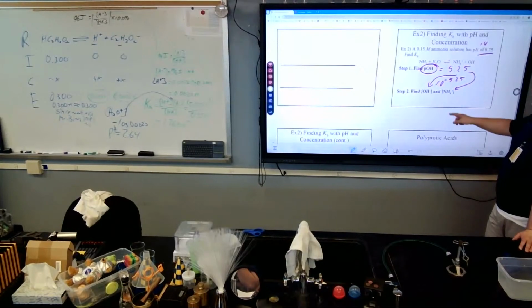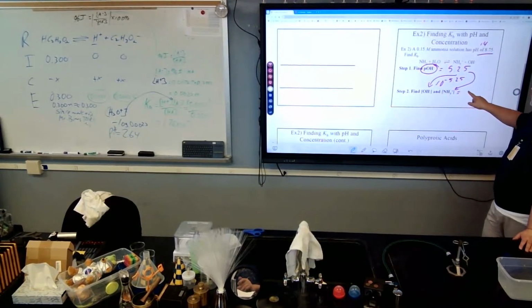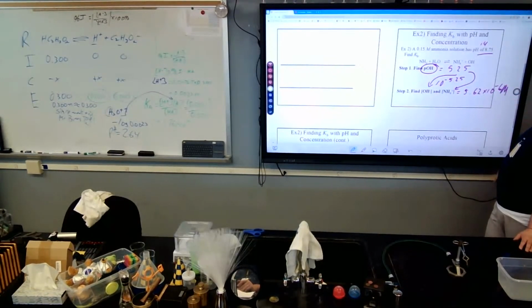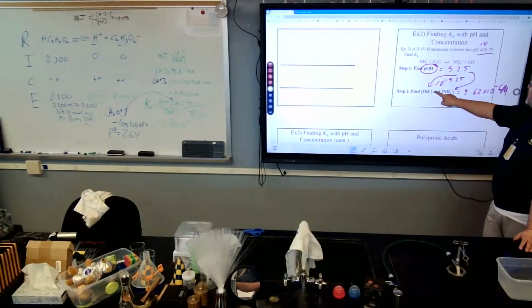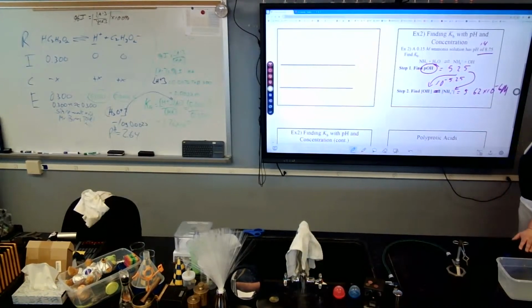What are these two values? OH is 5.62 times 10 to the negative 6. Is that also the ammonium concentration? No, that should be 1.78 times 10 to the negative 1. No, oh wait, no. I was looking at that as a... Yeah, they're the same. Yeah, because it's a 1-to-1 ratio.